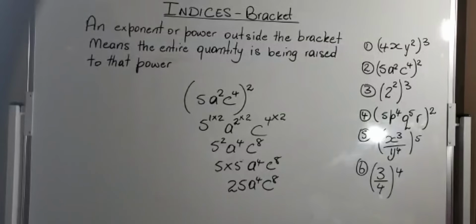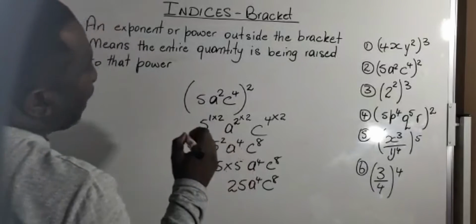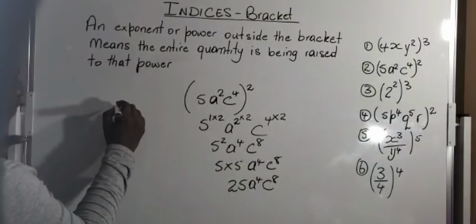And I continue to maintain and go by the rule which tells us that in multiplication, in bracket form, once the exponent is outside of the bracket, it means that the entire quantity inside the bracket is being raised to that power. So that's the second one we have worked. We can now move into number 3. I think it is pretty simple.